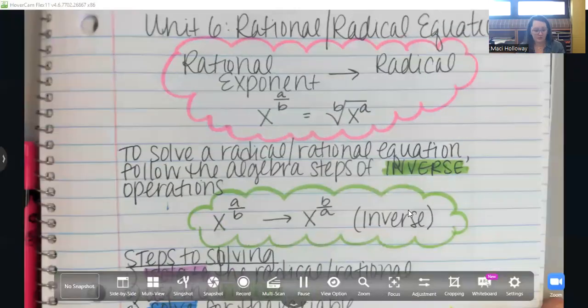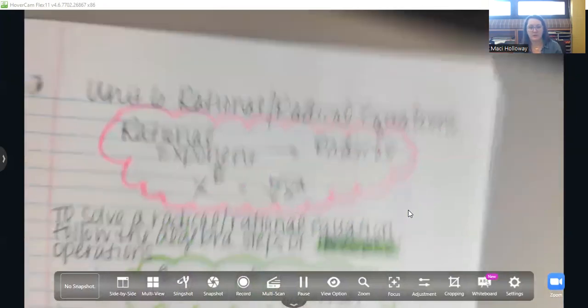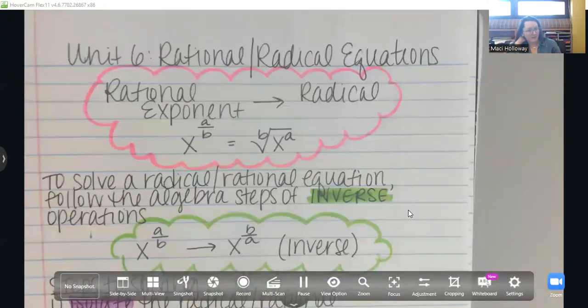Okay, so we are going to start talking about solving radical and rational equations. This is something that's super important and will follow you from here and through pre-cal and other courses. So it's good for us to know. All right, so we have unit 6, rational and radical equations.